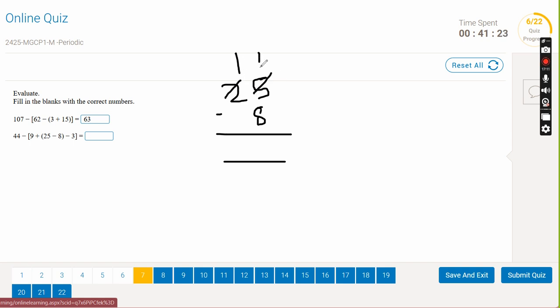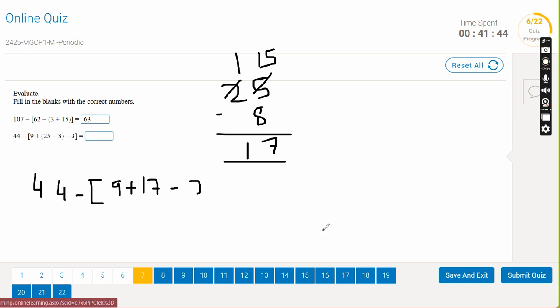This will become 1, this will become 15. Now what is 15 minus 8? 7, 17. We bring the 1 down, drop it down, 17. Now remember, always rewrite it so it becomes easy for you. 9 plus 17 minus 3.